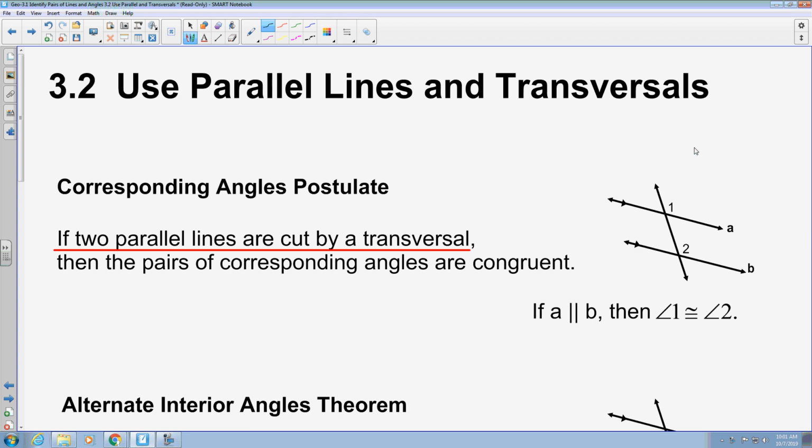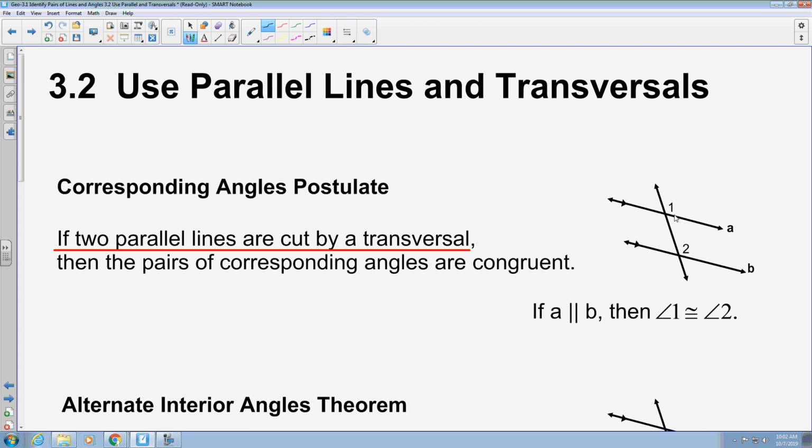What we're going to look at in this section is, if the two lines that the transversal is intersecting happen to be parallel, then some of those angle relationships that we talked about in 3.1 are going to be congruent. So if you look at this first one here, we have the corresponding angles postulate. When two parallel lines are cut by a transversal, corresponding angles are congruent.